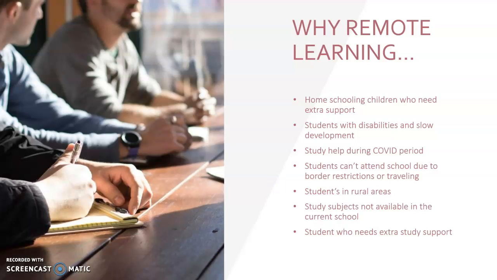Across Australia, there are around 20,000 homeschooled students. The Australian homeschooling community is increasing over the years. The biggest growth in homeschooling numbers is coming from children who do not fit the system, mostly on the autism spectrum. Students with disabilities and slow development need special attention and individual sessions.